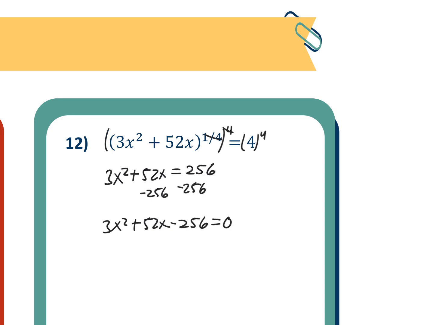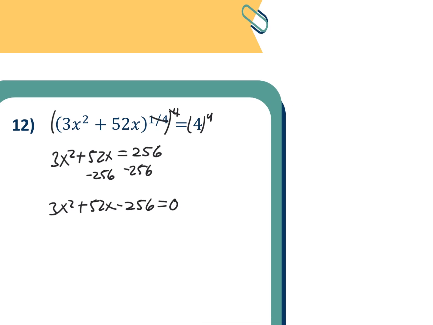All right, so then we want to try to factor this if we can, or use the quadratic formula, right? But this is going to get us 3 times negative 256, which is negative 768. I need factors of negative 768 that add to 52. I've already done this problem, so I know what the answer is going to be. It's going to be 64 and negative 12.